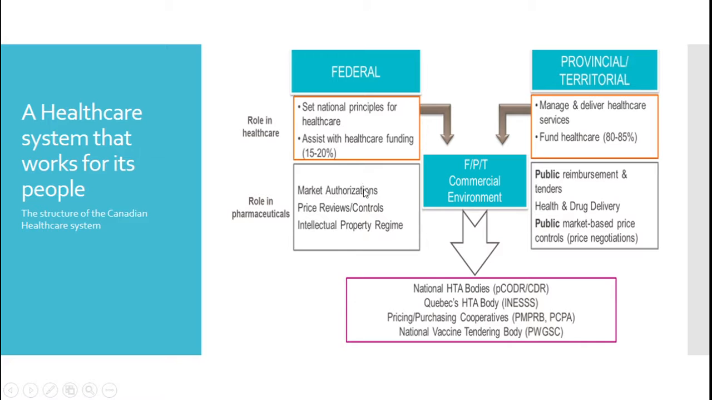The other things that the governments do, from the federal side, you can see: market authorization, price reviews, and intellectual property regimes. These are very important to be able to connect the whole thing. At the same time, you see on the right side the public reimbursement and the pricing controls in the public sector. The public sector is mentioned here because the healthcare system in Canada is funded mostly by the government.